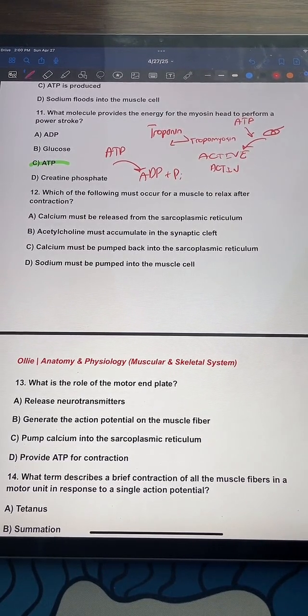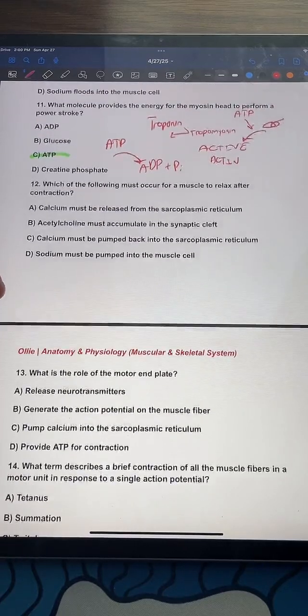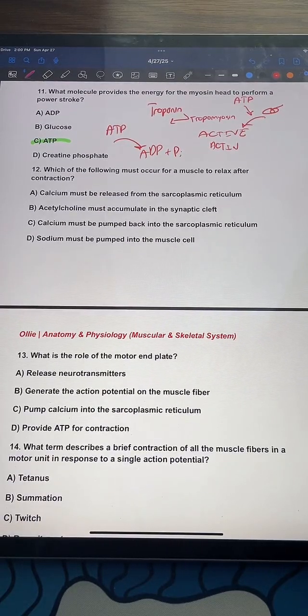Yes, this will be posted today. Is this making sense so far in the story here? I'll move on to number 12. Which of the following must occur for a muscle to relax after contraction?